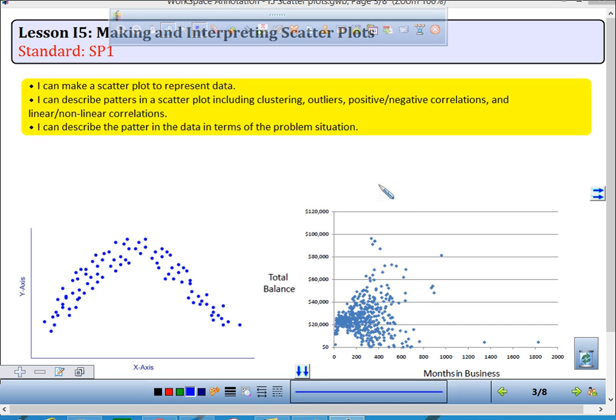With scatter plots, all you're doing is graphing ordered pairs. You're just going to graph ordered pairs, and you're going to see what they do. Okay? So you can see with the trend on this scatter plot, it kind of increases, gets to a maximum point, and then it starts to do what? Decrease.